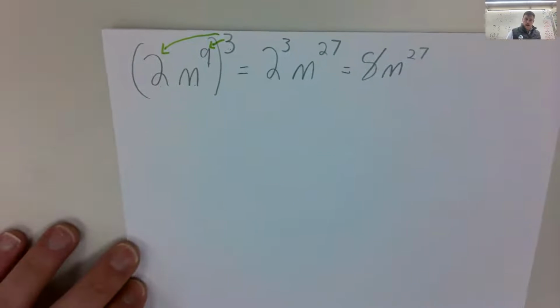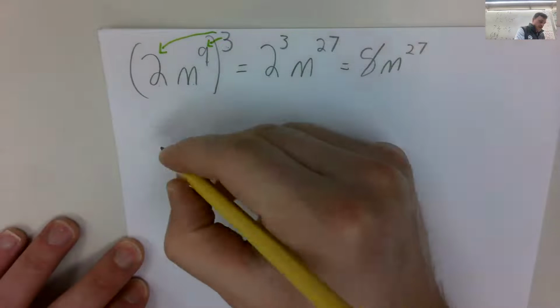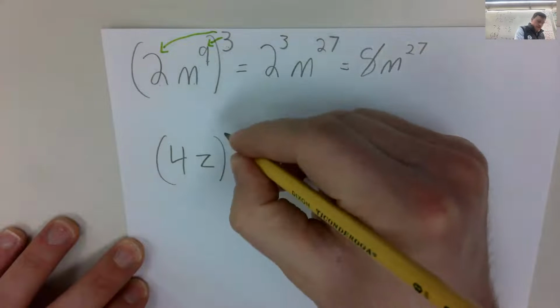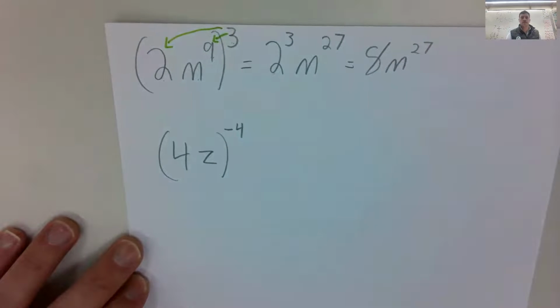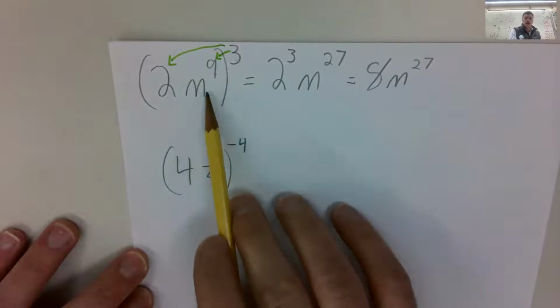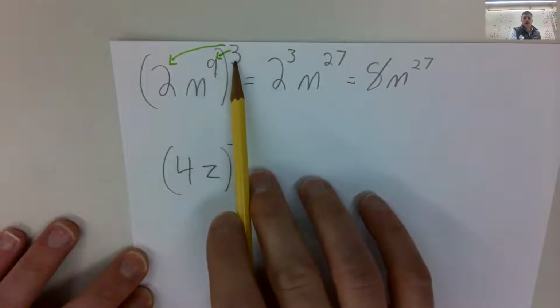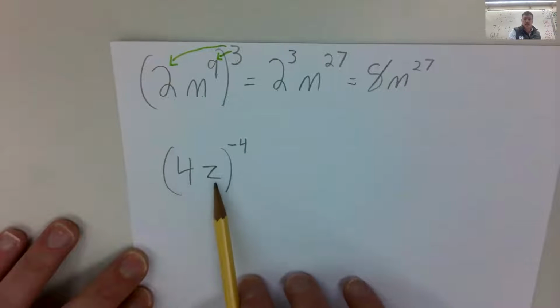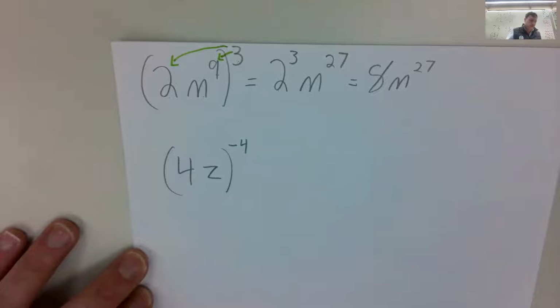Okay, next, 4z to the negative 4th power. Just like up here, we need to distribute the exponent to what's inside the parentheses. There are 2 terms. There's a 4 and a z. We're going to distribute it separately.